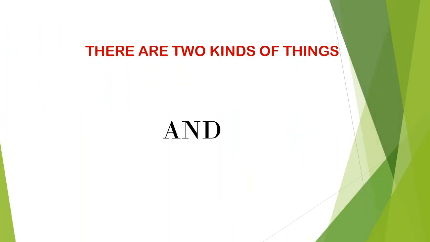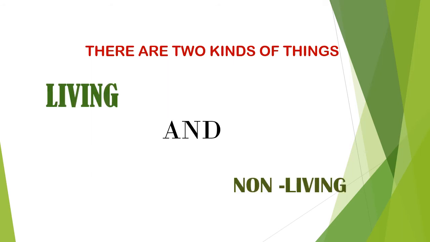There are two kinds of things, living and non-living things. Now, what are living things? Living things are things that have life, and non-living things are things that do not have life in them.